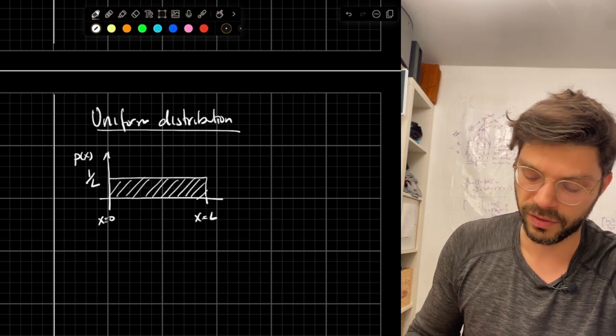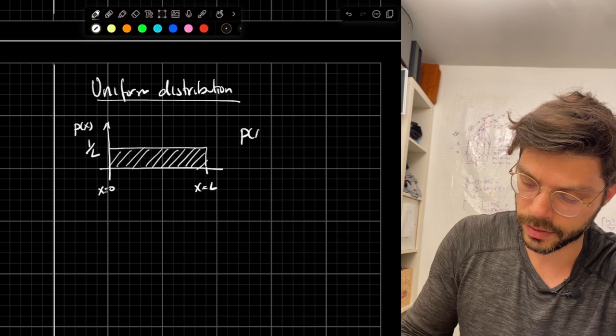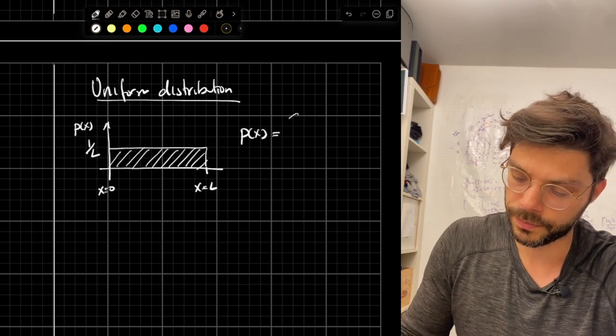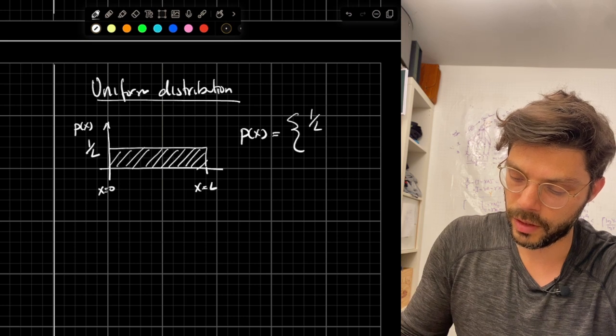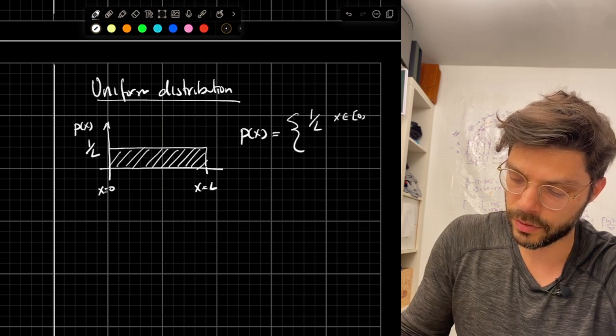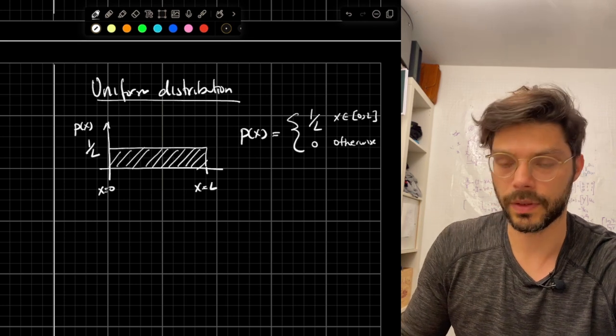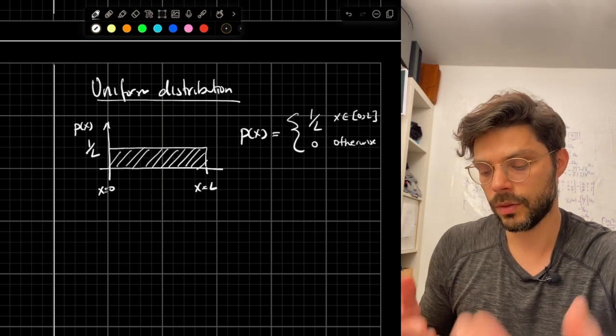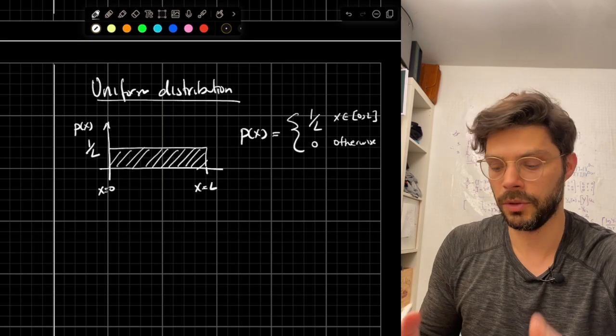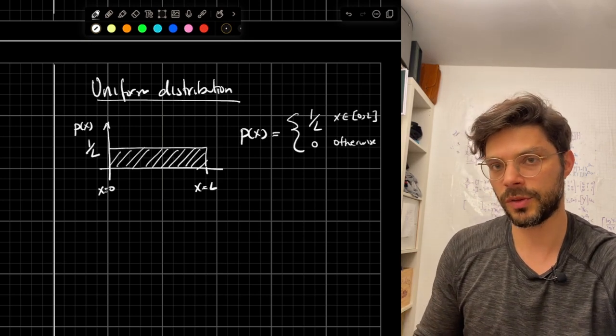Okay, and so now we're interested. So here we go: p of x is equal to 1 over L for x belonging to [0, L] and 0 otherwise. You guys can see that? Terrific. Okay, good.